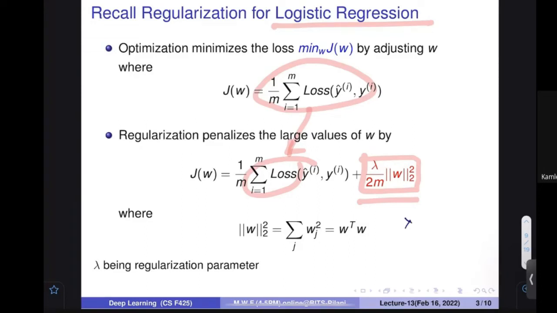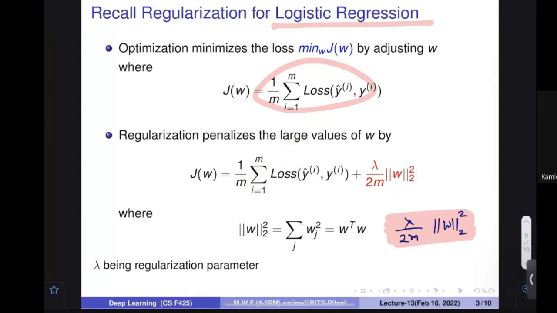There is a lambda term that tells how much importance you want to give to this particular quantity, divided by 2m. That is a normalizer with respect to all the data items, and then you take the square of all the weights, and this value should be small. If the summation of this quantity is small, this is only possible if all the values are small. So if I modify my loss function using this formulation, I say that this is the regularized equation.